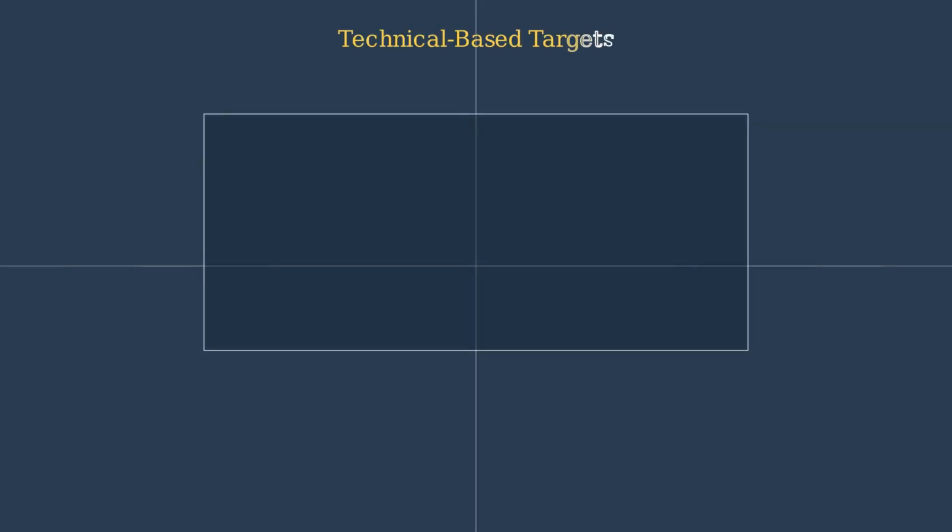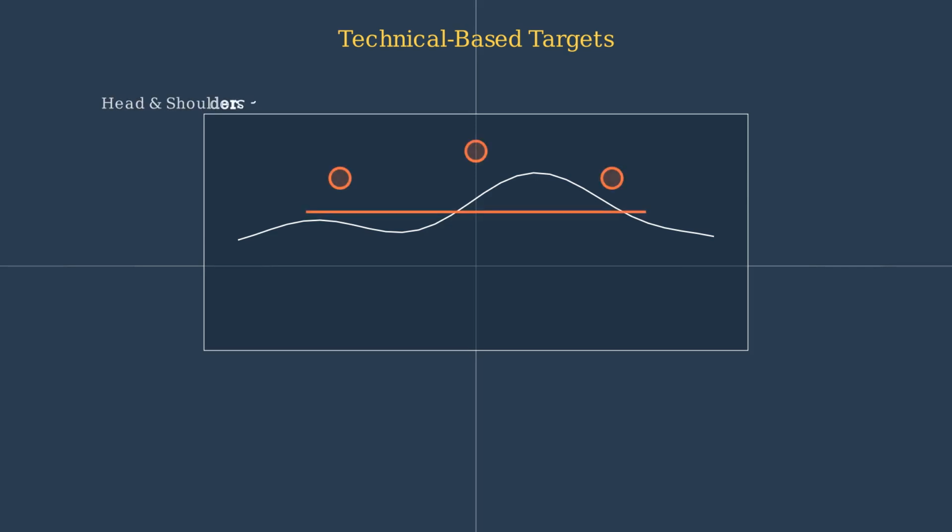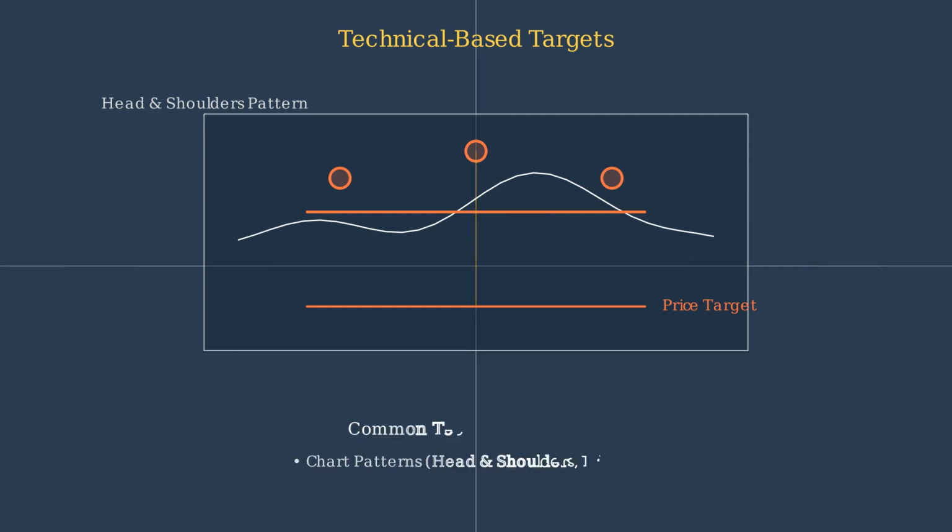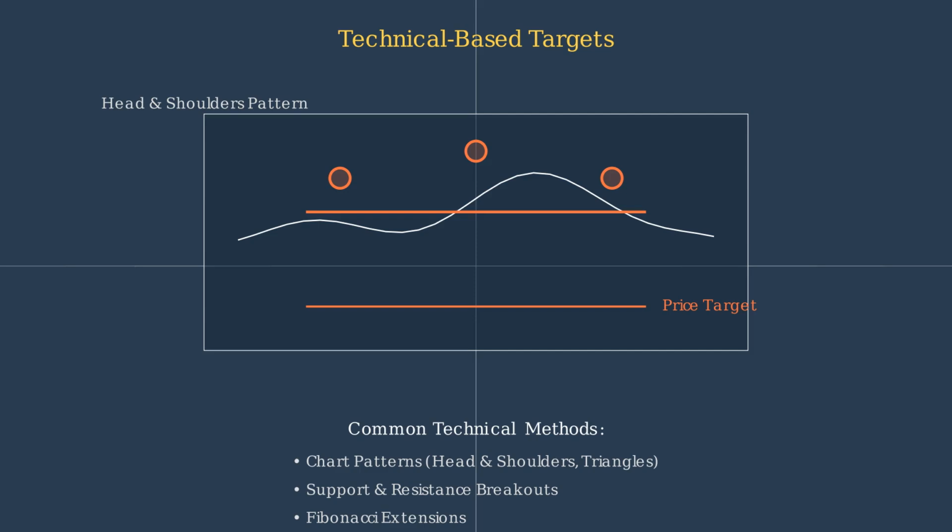Technical-based price targets rely on chart patterns and technical indicators. These targets often derive from specific chart patterns, such as a head and shoulders pattern. The pattern projects a target by measuring the distance from the top of the head to the neckline, and then extending that same distance below the neckline. Technical traders use various methods to determine price targets, including chart patterns, support and resistance levels, and Fibonacci extensions.